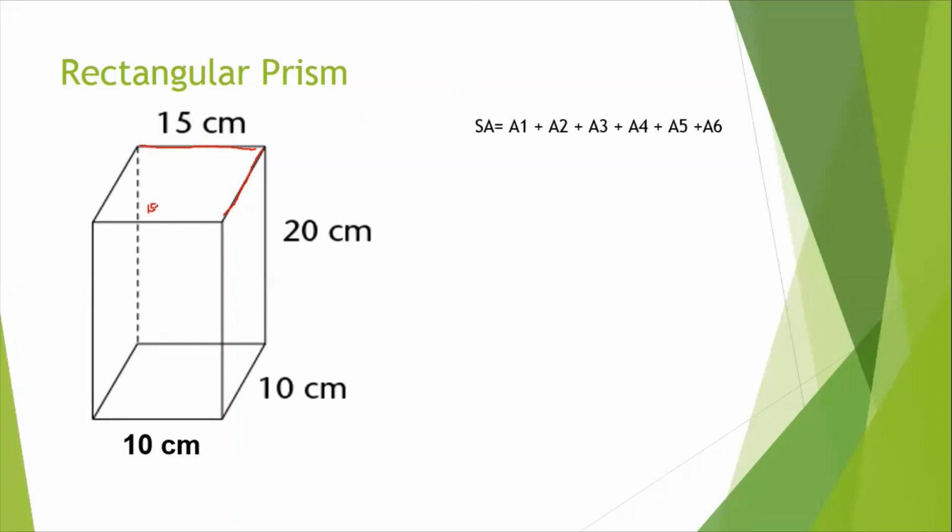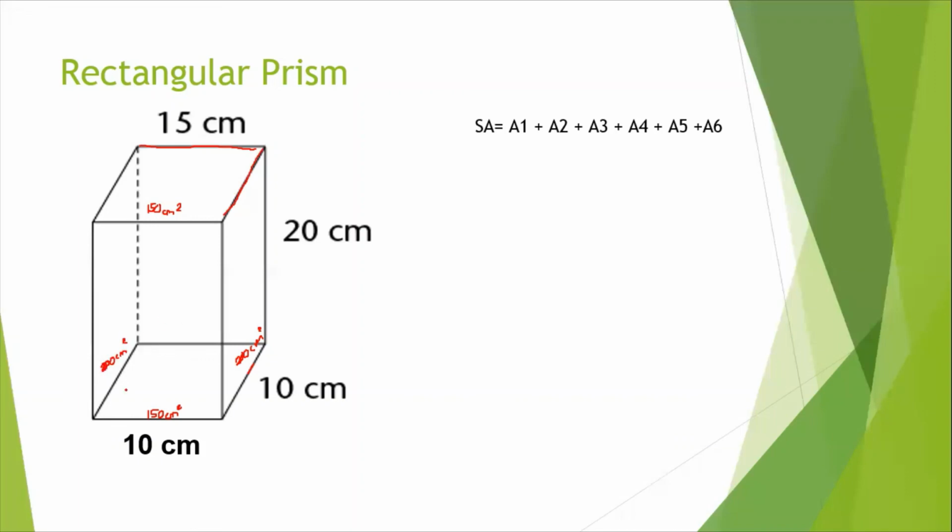This one is 150 cm squared. So if this one is 150, the bottom part is also 150 cm squared. Now let's start with the side. For the side, the height is 20 and the base is 10. So 20 times 10, the side is 200 cm squared. If this side is 200, the other side is also 200 centimeters squared.